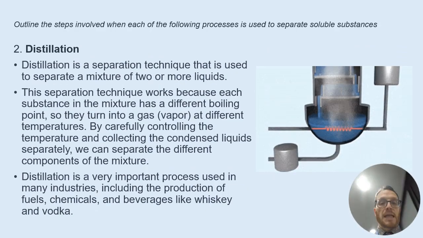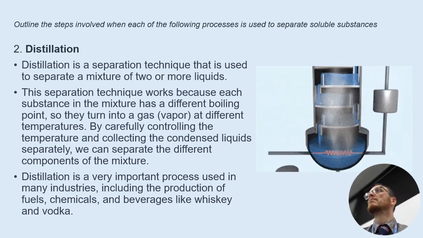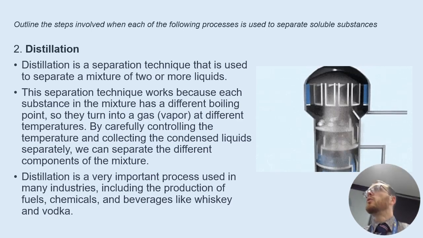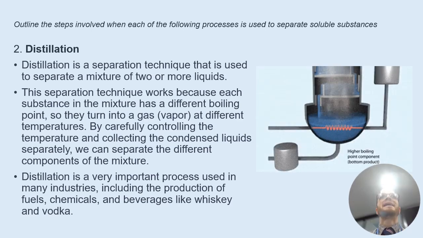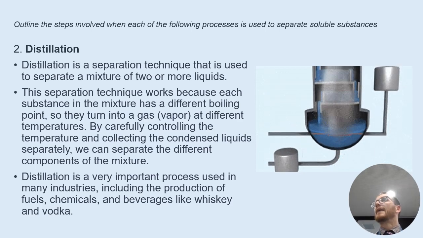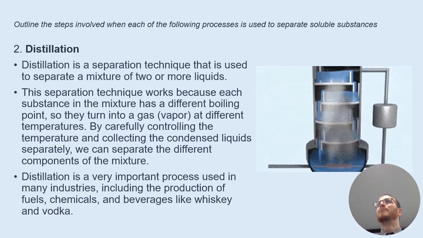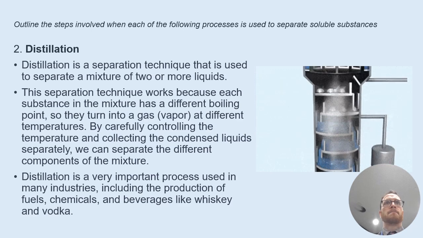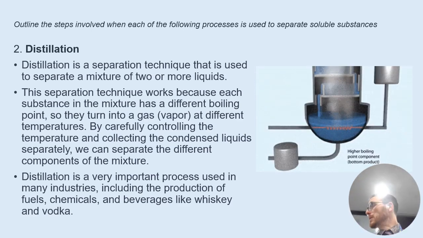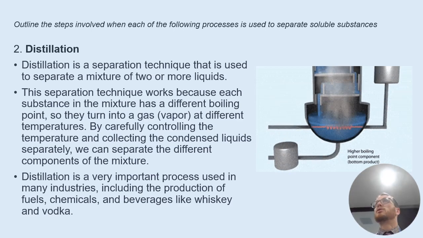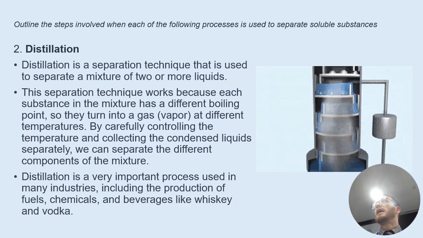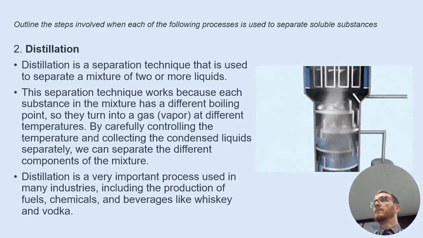Two, distillation. So a couple of nights ago, I had a whiskey, and a whiskey is produced in a distillery. Whiskies actually start off as a beer. Beer and wine, for example, are naturally produced. The amount of alcohol in beer and wine is naturally produced as a result of yeast.